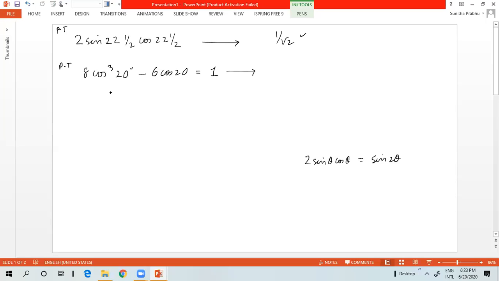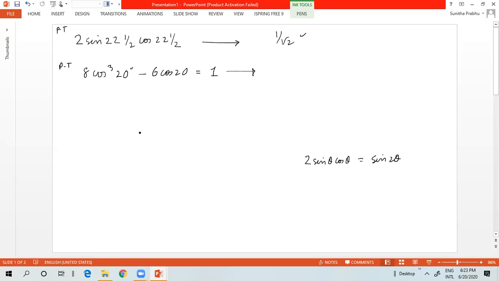8 cos cube 20. This is 20, you don't know. Yeah, so you can take it as... Can we take one? I'm getting confused.